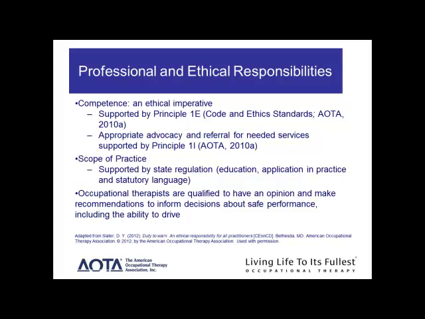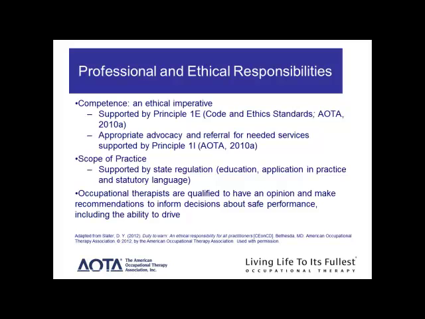One thing that's important is the need to close the gap between service providers. We can't just give clients a list of driving schools or therapists who claim to specialize in driving evaluation without actually knowing if they're qualified and if it's an appropriate referral. We have an ethical obligation to get some information about potential resources so that we can make appropriate referrals and ensure that clients' needs are met.